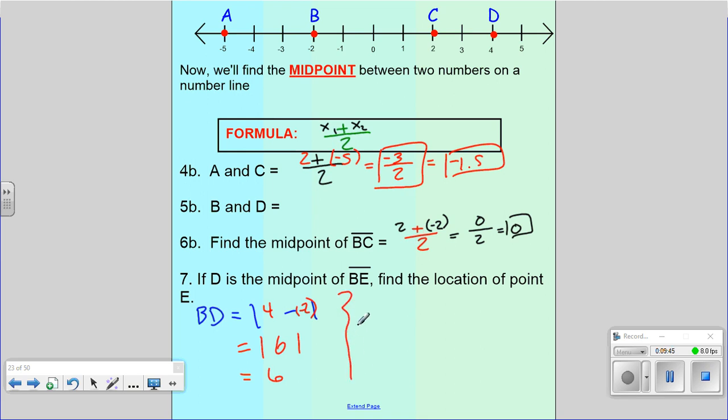Once you know the distance between B and D, you'll know the distance between D and E because D is the midpoint. And midpoint means that it's the point smack in the middle where it's equal distance on both sides. So I would now start at point D, and then I would add 6 to its value. Point D was at 4. If I add 6 to it, I would be located at 10. So point E is at spot 10 on the number line.